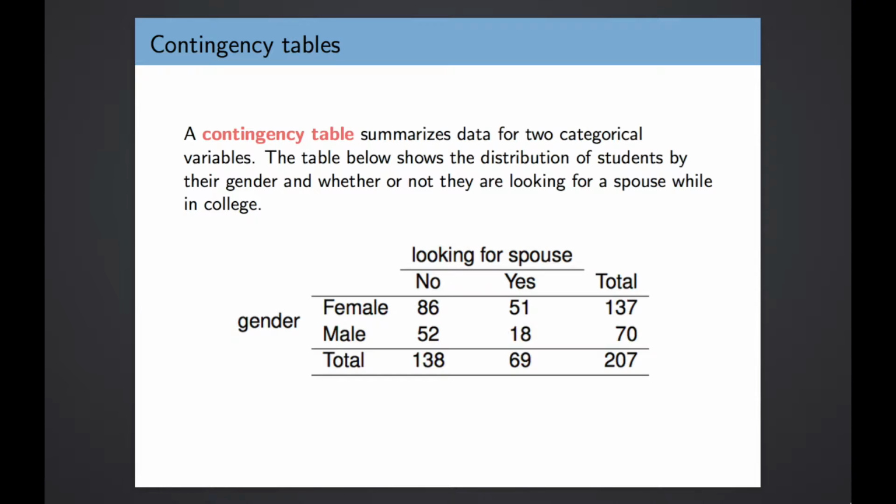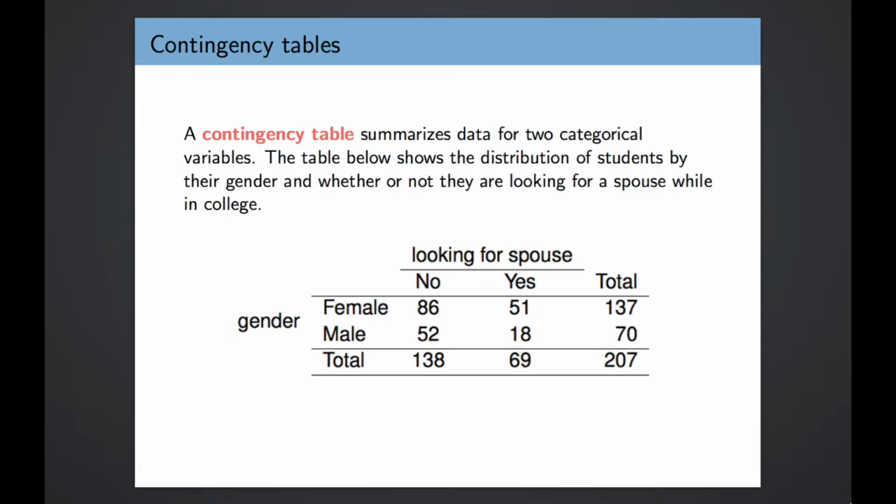In the bottom row of the table, we can see that 138 respondents answered no, they were not looking for a spouse while they're in college, and 69 respondents answered yes. In the middle of the table, we can see those responses broken out in a little bit finer detail. We can see, for example, that 86 female respondents said they were not looking for a spouse in college, 51 female respondents said they were looking for a spouse while in college, 52 male respondents said they were not looking for a spouse in college, and 18 male respondents said that they were looking for a spouse in college.